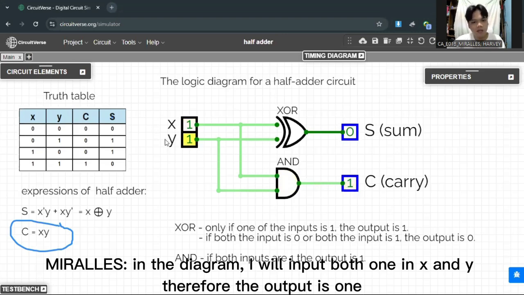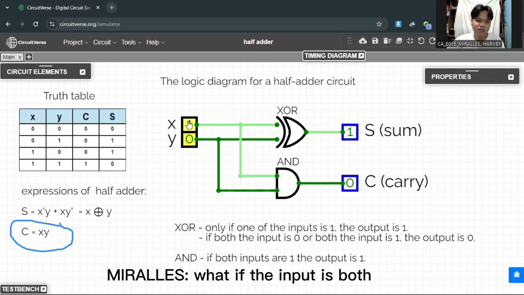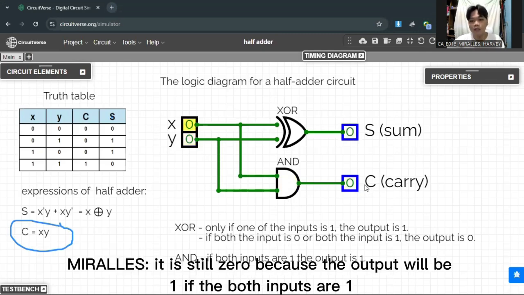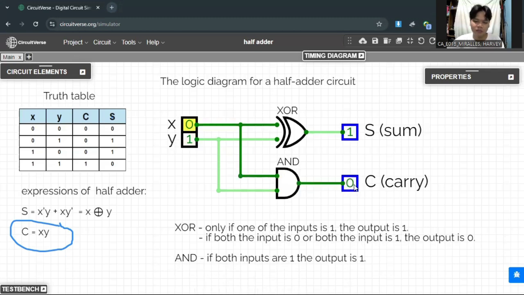So, paano naman kapag dalawang 0? Magiging 1 lang daw yung output niya kapag yung parehong input niya is 1. Yan. Kahit yung isang 1 siya, magiging 0 pa din siya.